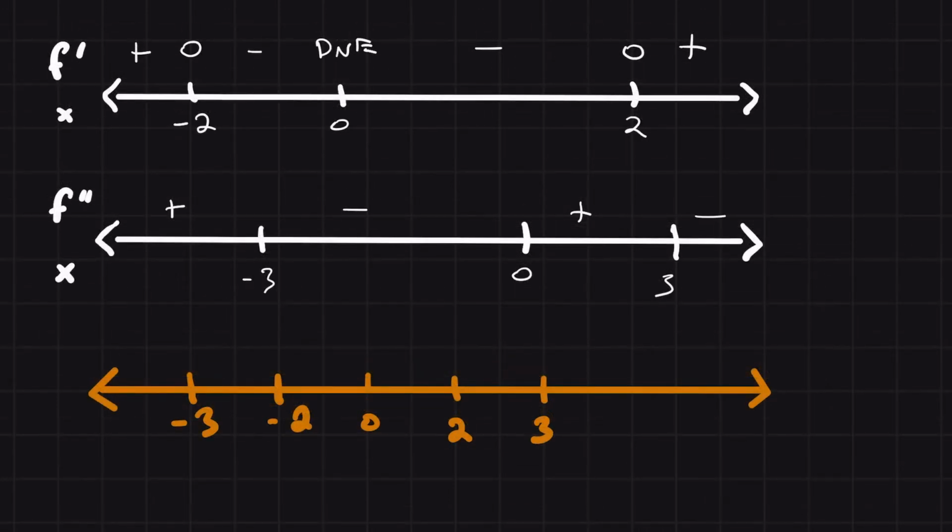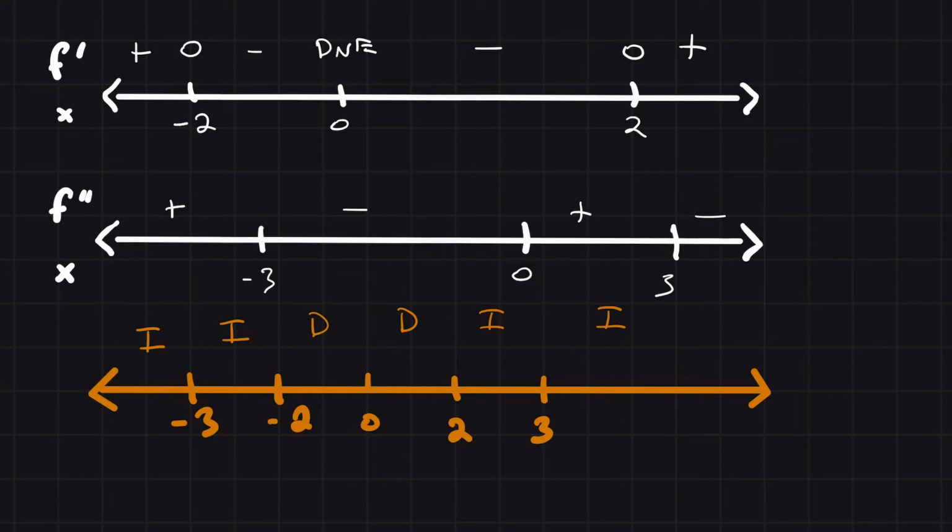F prime is positive to the left of -2. That means it's increasing here and here. F prime is negative between -2 and 0. So that means it would be decreasing here. Between 0 and 2, f prime is negative, so it would be decreasing. And then to the right of 2, it's positive, so it would be increasing both here and here.